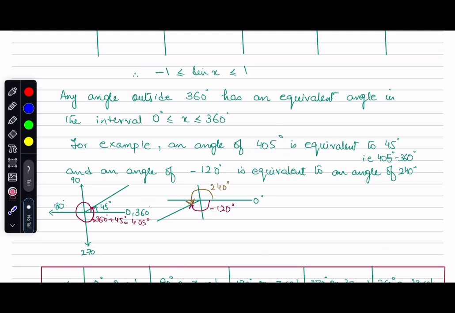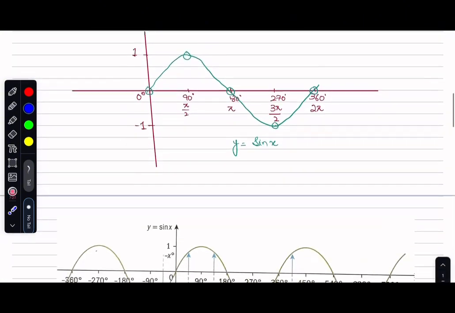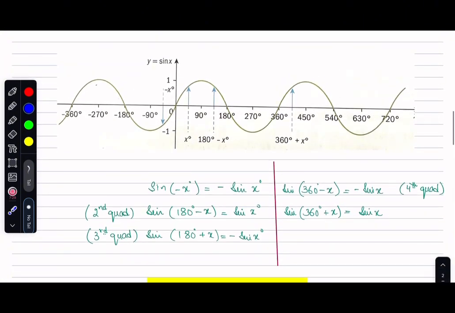Or if I say it's 420 degrees, then 420 degrees shall be equal to 420 minus 360, which shall be equal to 60 degrees. So 420 degrees shall be equal to 60 degrees there. So we have seen here that after 360, it's the same curve which gets followed. Therefore, the angles are going to be equivalent to the angles in the first rotation here.